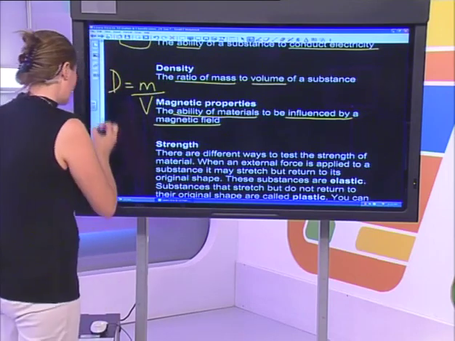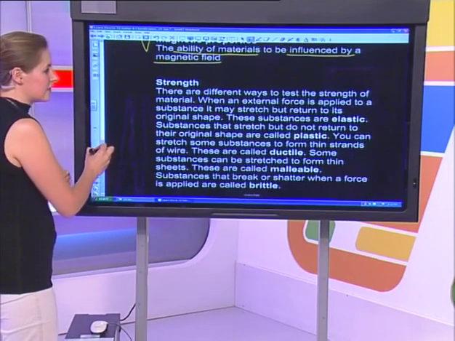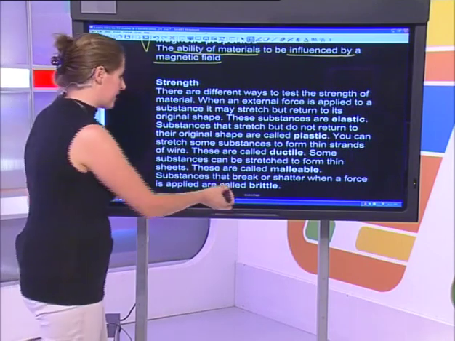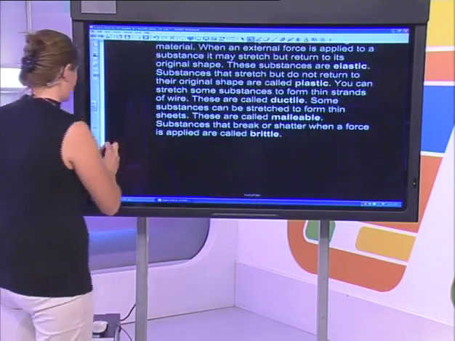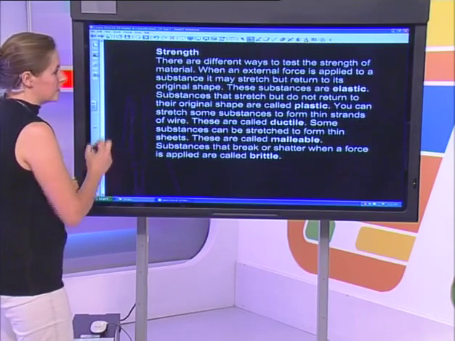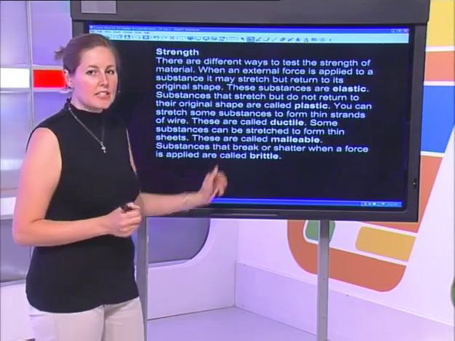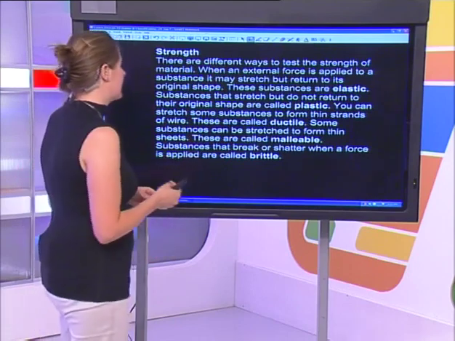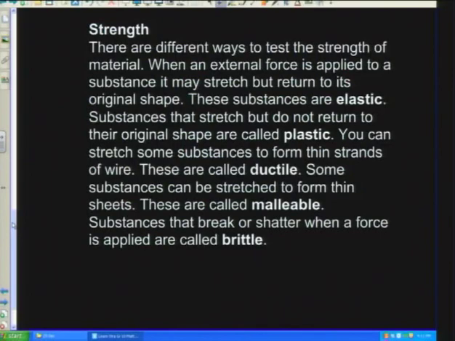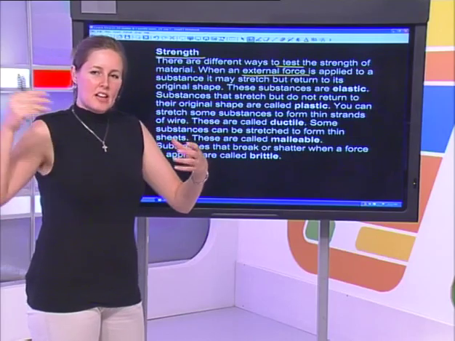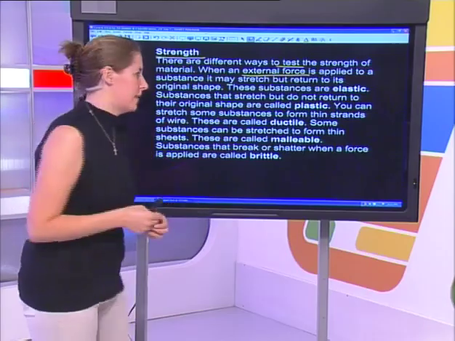Now, the last one I would like to discuss is this idea of strength. Let's just give ourselves a bit more space as we work through strength. Now you can see we've got quite a lot written here, so let's tackle it one bit at a time. If you say something is strong, there are different ways to test the strength of a material. And usually we're going to apply an external force. So put something else in, apply a force to the side, and see what's going to happen.